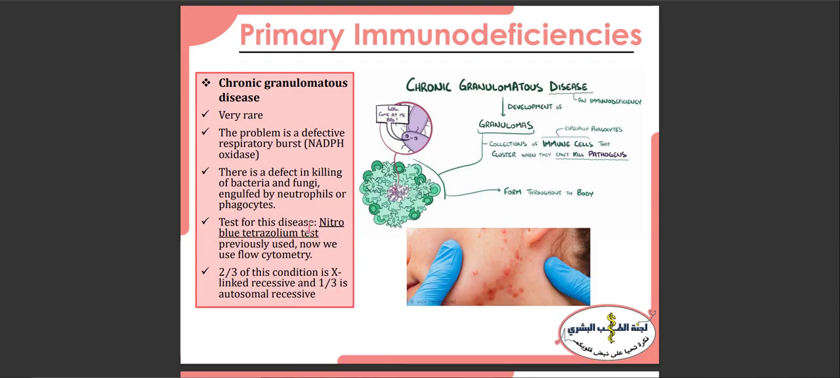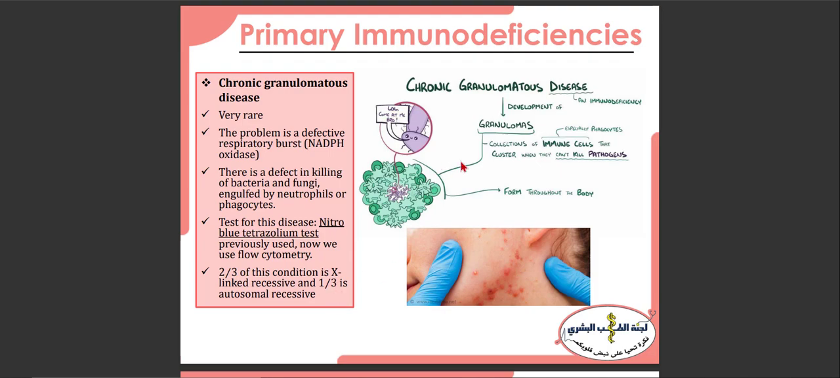The normal findings of nitroblue tetrazoline test in a healthy person is that when it is added to the blood sample, it will turn blue. Whereas in chronic granulomatous disease patient, white blood cells will not turn into blue. Okay? Now we use flow cytometry. 2/3 of this condition is X-linked recessive and 1/3 is autosomal recessive.